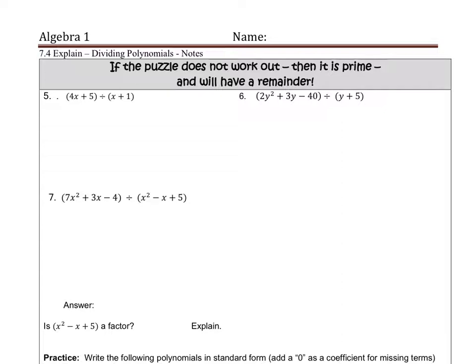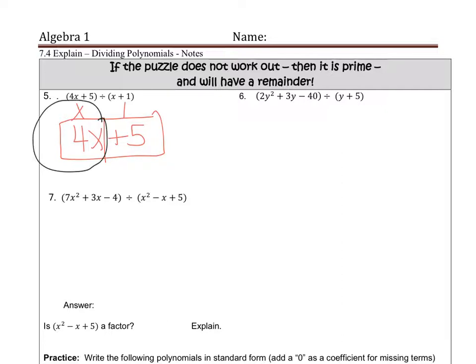So when we start with number 5, we've got 4x plus 5, and it's being divided by x plus 1. So again, we're just going to focus on this first box. 4x divided by x is 4. And then we're going to see if our puzzle works. So 4 times x is 4x, but 4 times 1 is not 5.